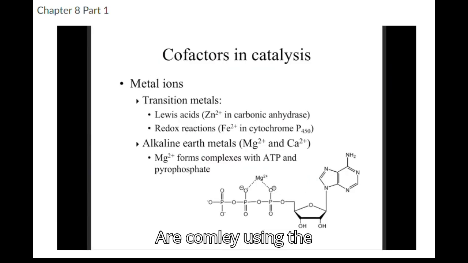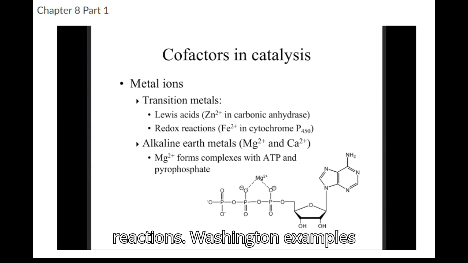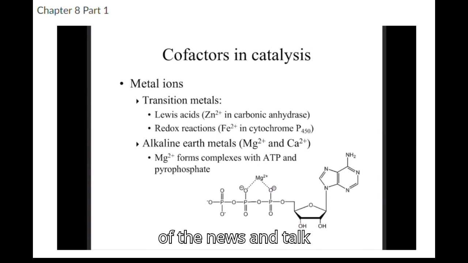Cofactors are commonly used in catalytic reactions. We've seen some examples of cofactors in use, and we'll talk about a few more now. If we look at, for example, some transition metals, zinc is very commonly seen in a variety of enzymes, such as carbonic anhydrase. We'll look at the role it plays in alcohol dehydrogenase. And in both cases, the zinc serves as a Lewis acid.